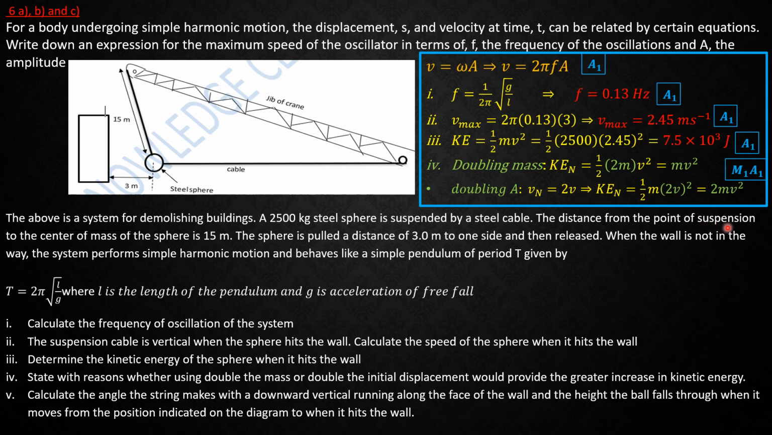Okay, perfect, good. So again, the examiner says state with reasons whether using double mass or double initial displacement will provide a greater increase in kinetic energy. So this is already a reason because the calculations is your reason. You don't have to write grammar here. So doubling the displacement will quadruple the kinetic energy, and it gives the greater kinetic energy when it strikes the wall. Perfect. So we go on. The last part is calculate the angle. So we're not going to solve the last part here. We're going to do it in the next slide. So let's just go to the next slide.